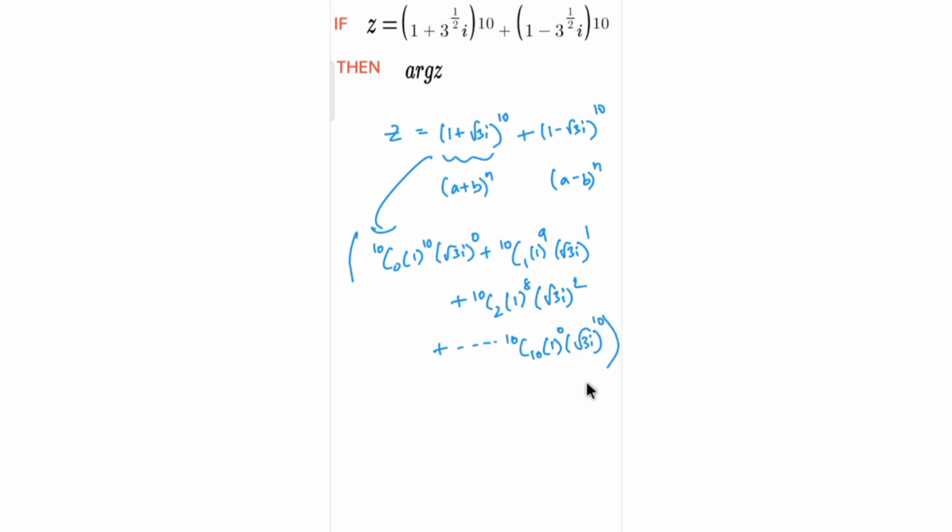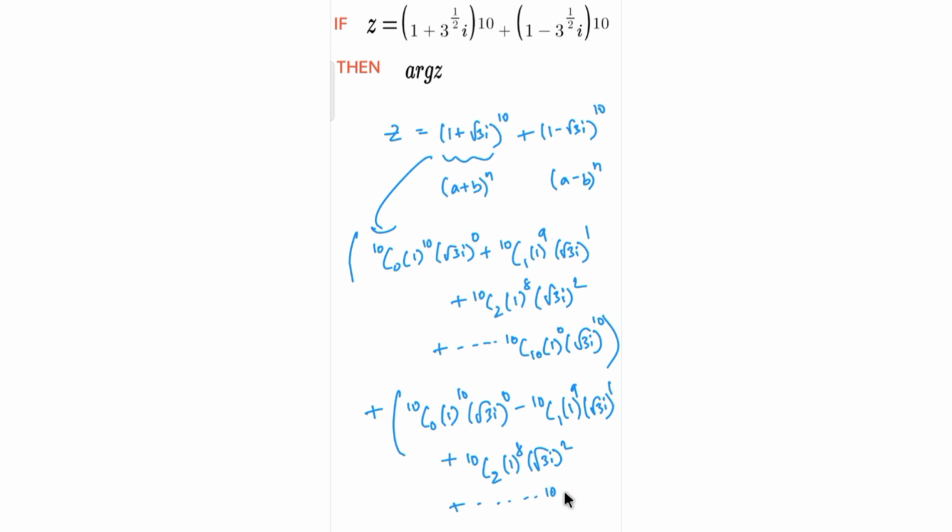So this is the first bracket, and then the second bracket is 10C0 into 1 power 10 into (root 3 i) whole power 0, and now it is minus 10C1 into 1 power 9 into (root 3 i) whole power 1, because this is (a minus b) whole power n, so that expansion is what I am using. Then plus 10C2 into 1 power 8 into (root 3 i) whole square, and so on, and now the next term would be minus. So the last term would be 10C10 into 1 power 0 into (root 3 i) whole power 10. So this is what we're going to get, the first bracket and the second bracket.